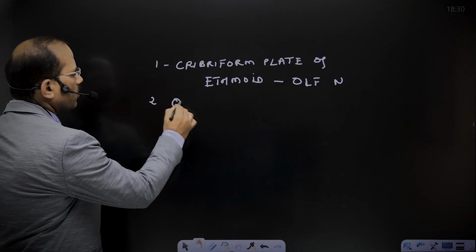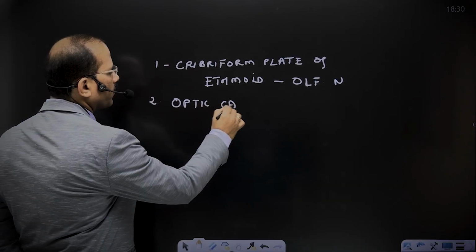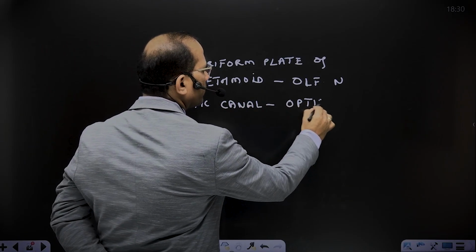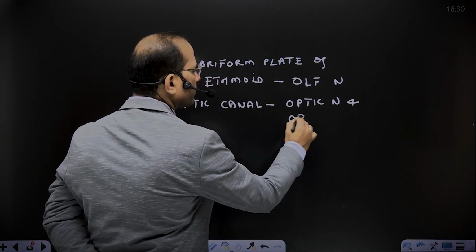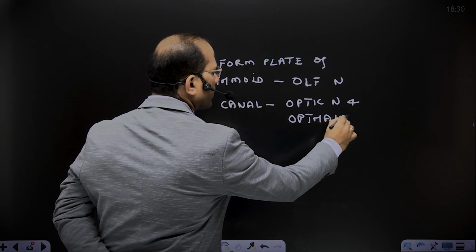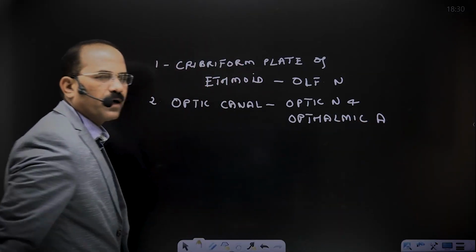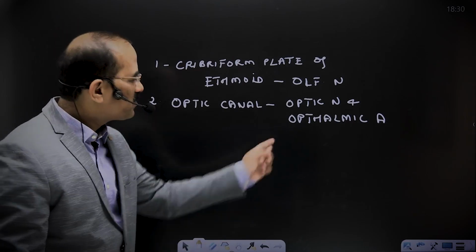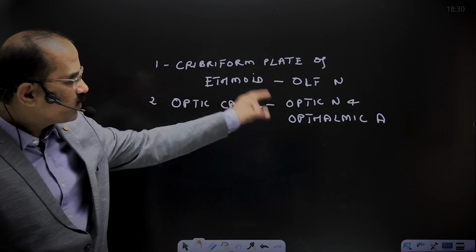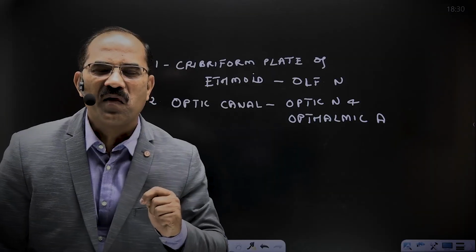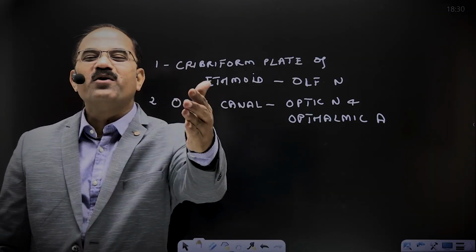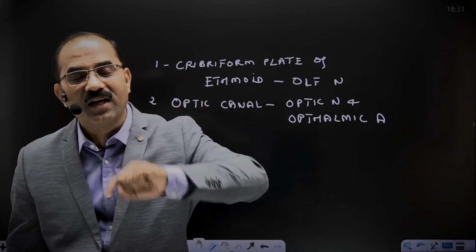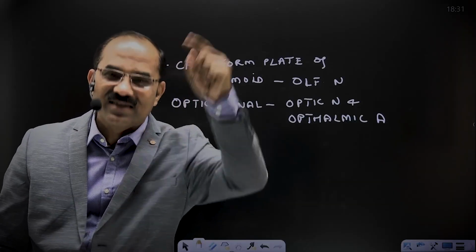Number 2 is the optic canal. What passes from there is the optic nerve and the ophthalmic artery. This ophthalmic artery is a branch of the internal carotid, not the external carotid. And you remember, students, this branch of the ophthalmic artery which was anastomosing at the medial angle of the eye. We have seen this in the lecture on the face.